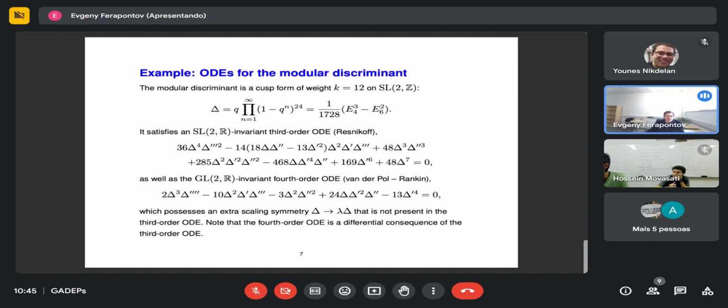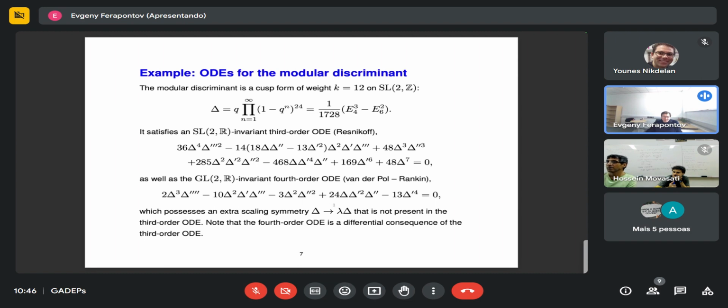And also this function delta is known to satisfy this fourth-order ordinary differential equation, which is due to Rankin and van der Pol. You can see that this fourth-order ODE has an extra scaling symmetry. If you scale delta by lambda, some scaling factor, then this ODE will still hold, because each term in this ODE is of degree 4 in delta.